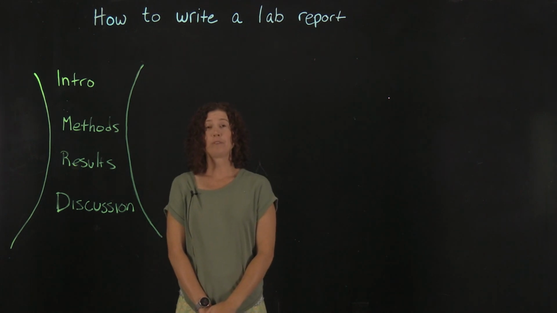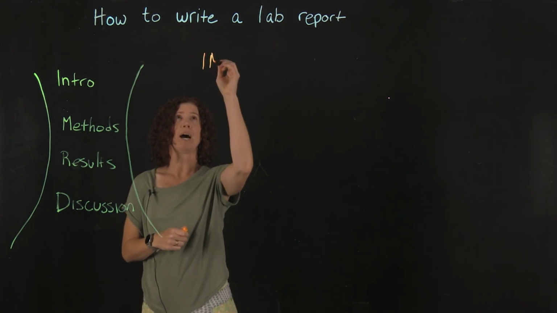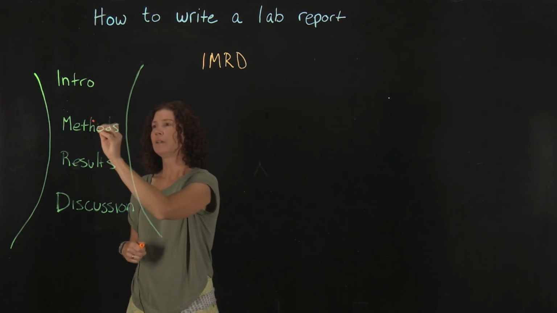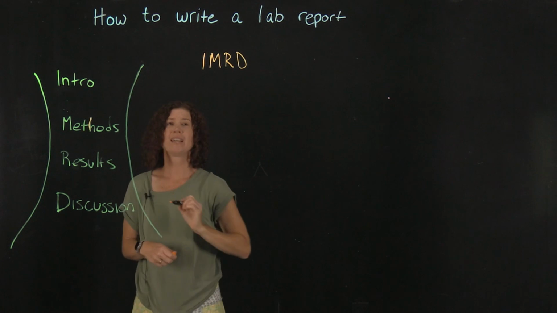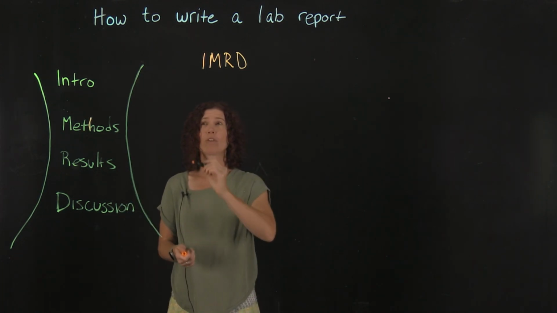This video is going to walk you through how to write a lab report. Now, a lab report has 4 sections, and sometimes we just refer to it as an IMRD format. That's introduction, methods, results, and discussion. Now, the introduction is going to give background information.